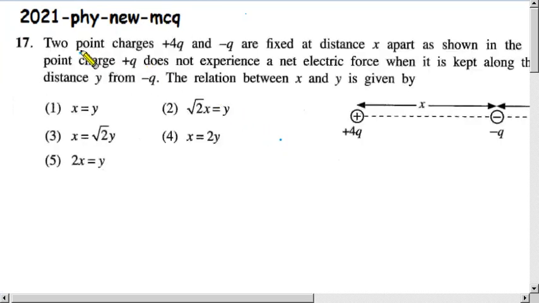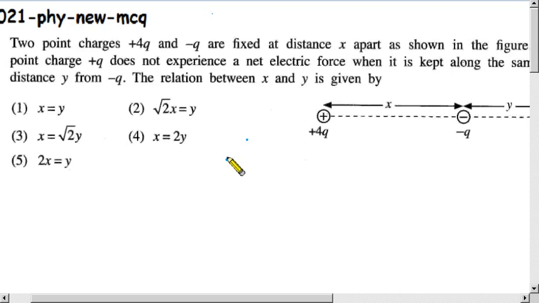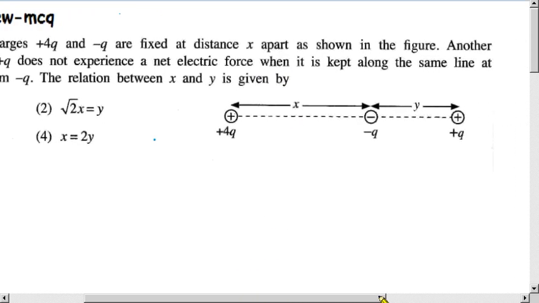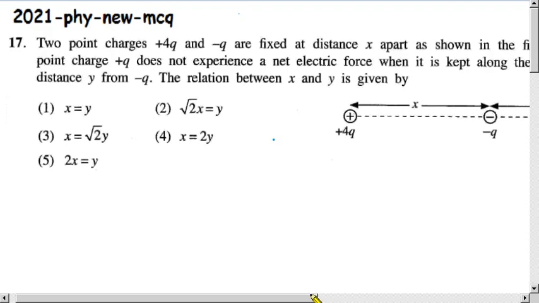So now let us try to solve this question number 17 from the MCQ part of 2021 physics paper. Two point charges, positive 4q and negative q, are fixed at distance x apart as shown in the figure. Another point charge, positive q, does not experience a net electric force when it is kept along the same line at distance y from minus q. The relation between x and y is given by.